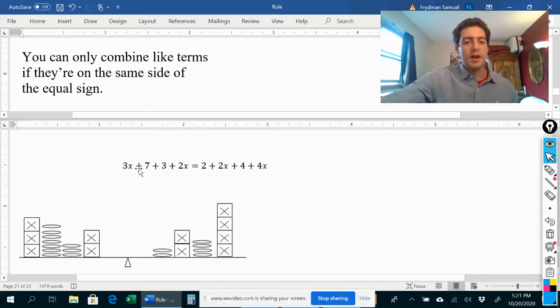So on the left side, we have 3x, that's this, plus 7, that's this, plus 3 plus this, plus 2x, that's this. And on the other side, we have 2 plus 2x plus 4 plus 4x. So you can see all of that stuff over here. So right now, the two sides are exactly balanced out.